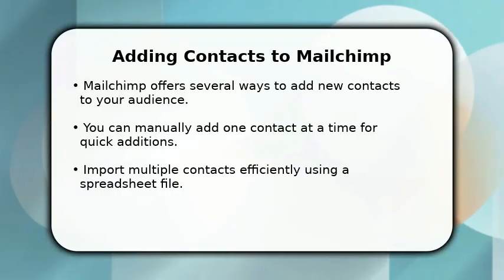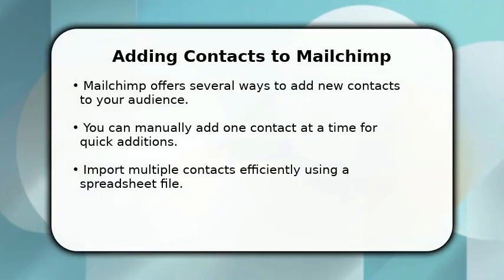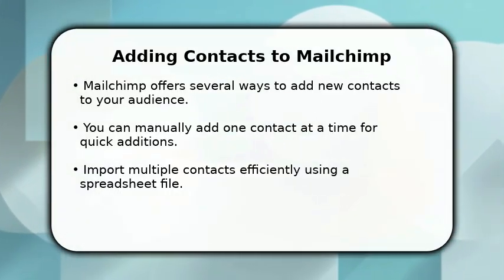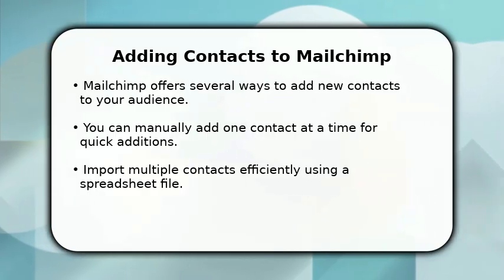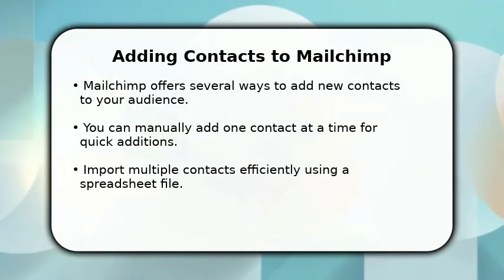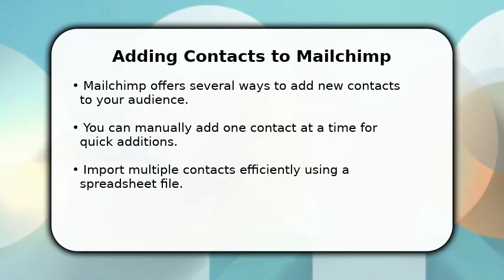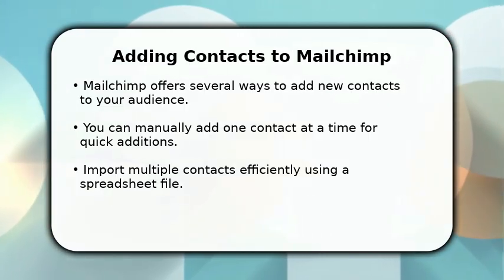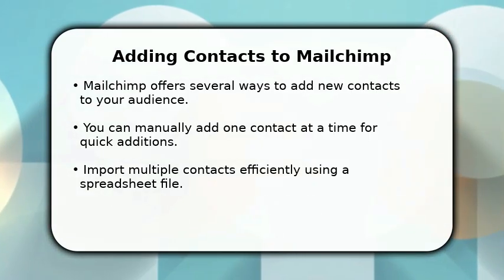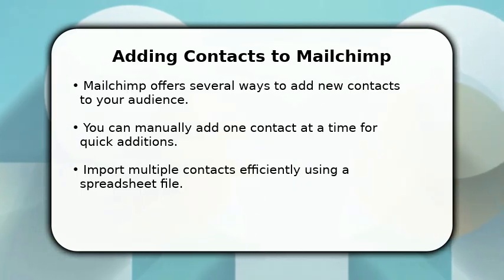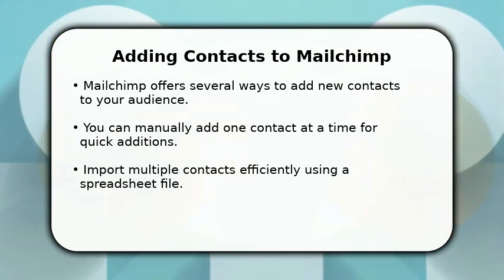In this video, I will explain how to add contacts to Mailchimp. There are 3 primary methods to grow your audience: manually adding individual subscribers, importing a list from a file, or using sign-up forms. Each method serves a different purpose, whether you have one new lead or hundreds of existing contacts. We will cover each option in detail, ensuring you can effectively manage your Mailchimp audience.